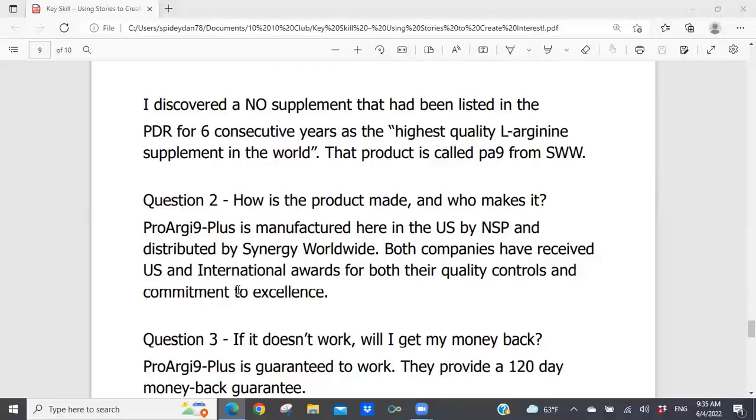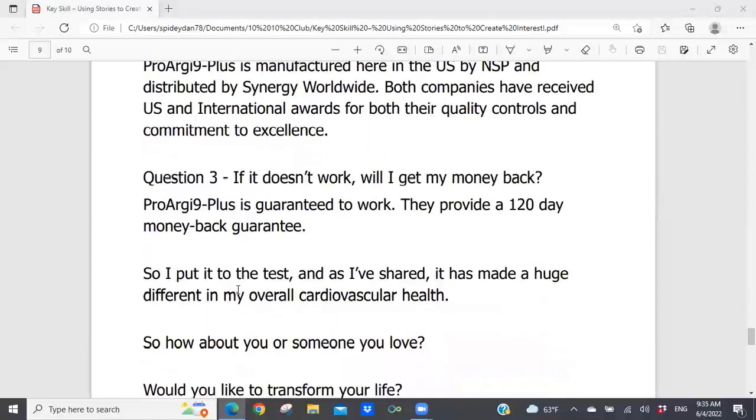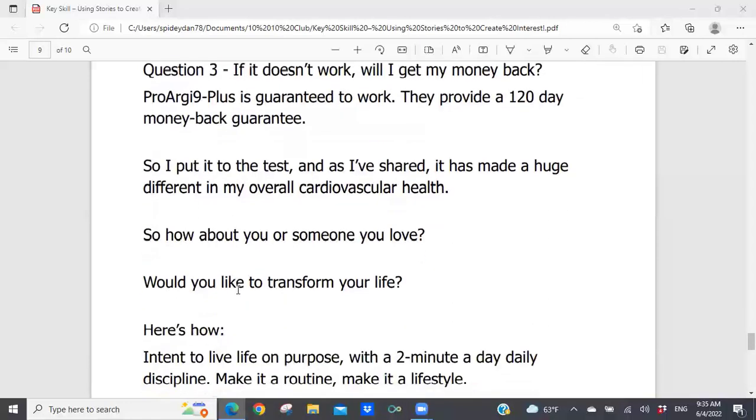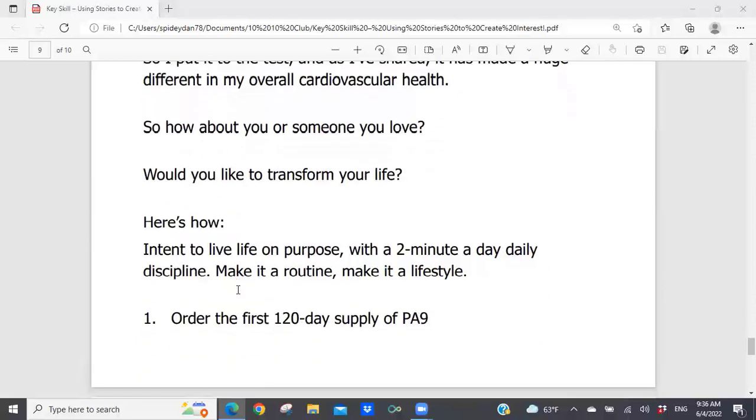Question 3, if it doesn't work, will I get my money back? Pro-Arginine Plus is guaranteed to work. They provide a 120-day money-back guarantee. So I put it to the test. And as I've shared, it has made a huge difference in my overall cardiovascular health. So how about you or someone you love? Would you like to transform your life? Here's how. Intend to live life on purpose with a 2-minute daily discipline.